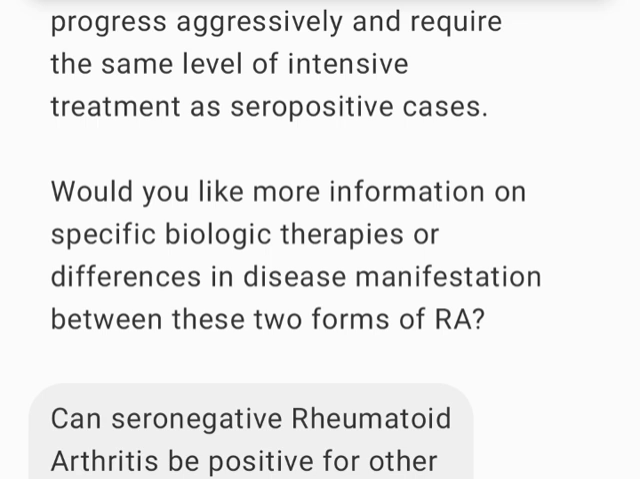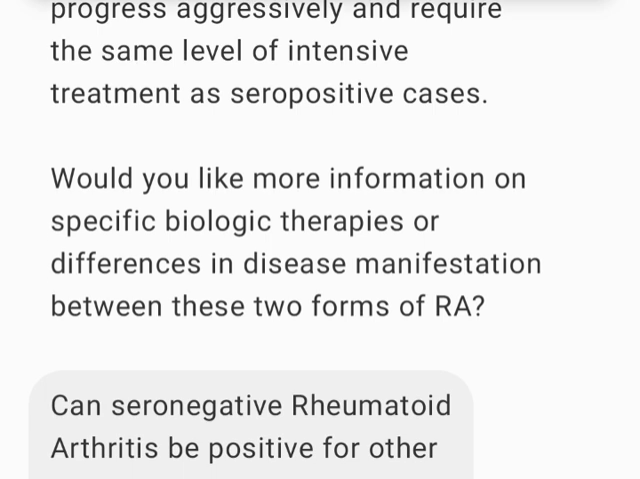Would you like more information on specific biologic therapies or differences in disease manifestation between these two forms of RA?